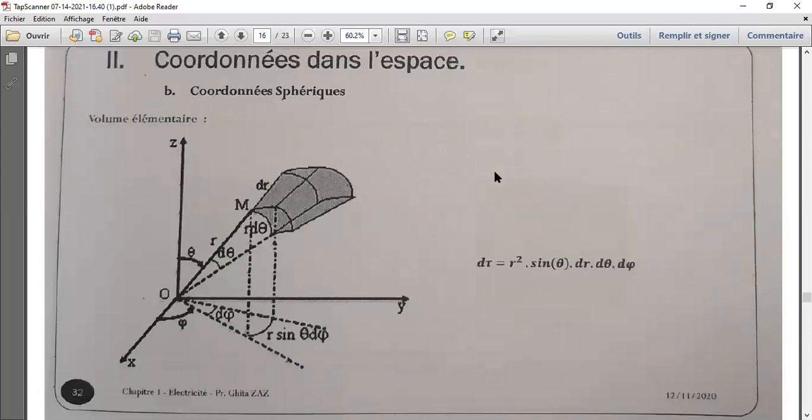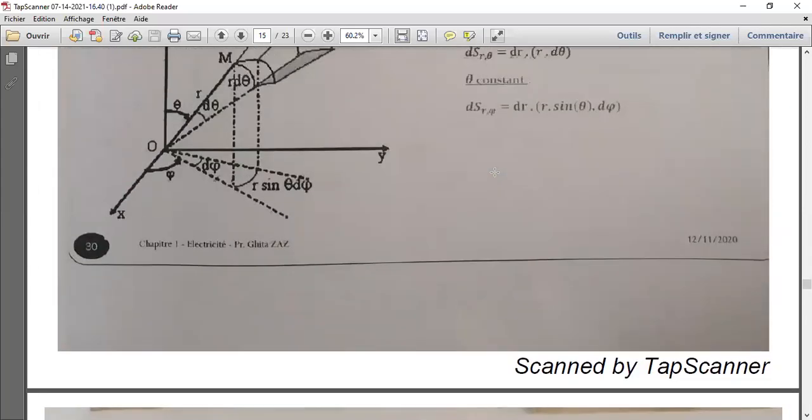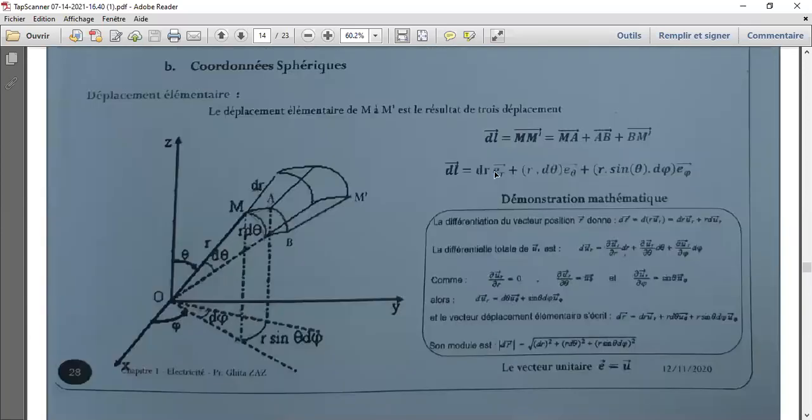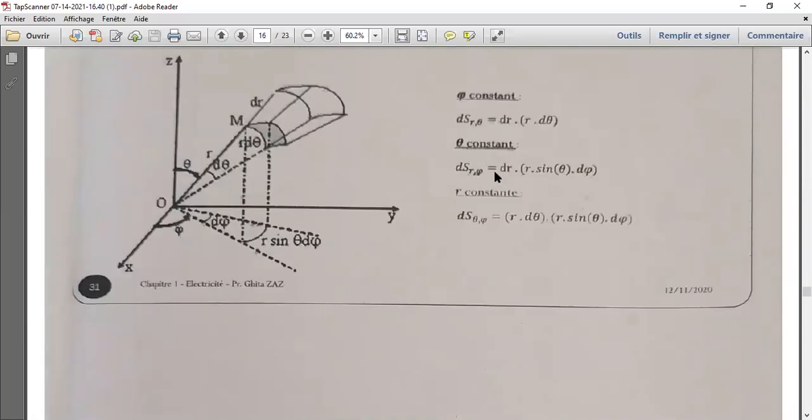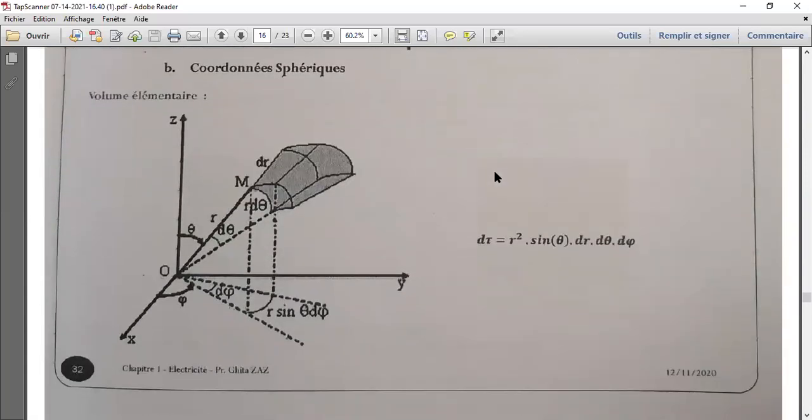Yeah. And for the volume, it is not really difficult. You just take the whole formula here, which is dr, r d theta, and r sin theta d phi. Then you just multiply everything. This is the formula here. If you see, they have multiplied everything, where you see there's r times r, which will give you r squared. Then there's sin theta, dr, d theta, and d phi.